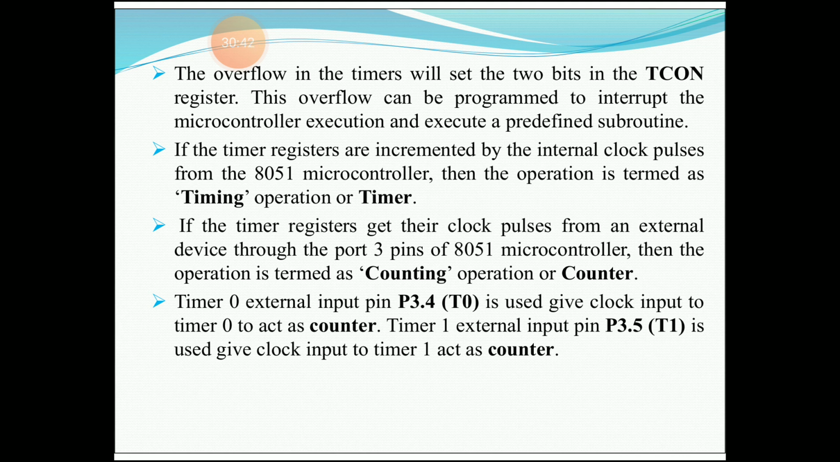The timer 0 external input pin, P3.4, is used as the clock signal input for timer 0 to act as a counter, and the timer 1 external input pin, P3.5, is used as the clock signal pin from the external device, and timer 1 acts as a counter. So P3.4 and P3.5, these two pins are used as timer input signals which allow the clock signals from the external device, and then the timer is used as a counter.